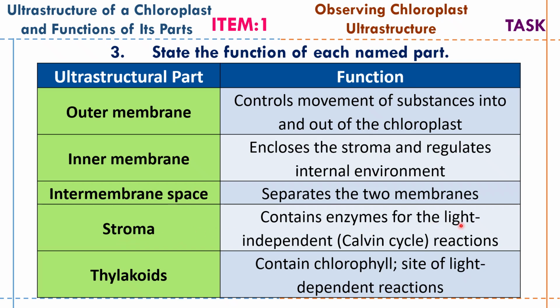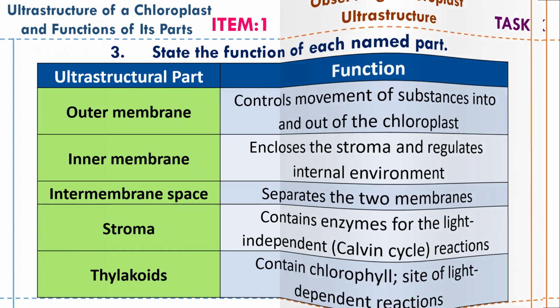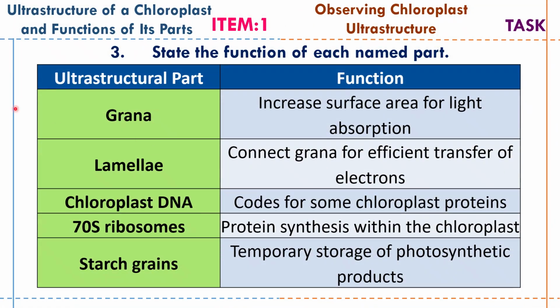The stroma contains enzymes for the light-independent reaction, the Calvin cycle. The thylakoids contain chlorophyll. They are the site of light-dependent reactions. We have the grana. This increases surface area for light absorption. The lamellae connect grana for efficient transfer of electrons.